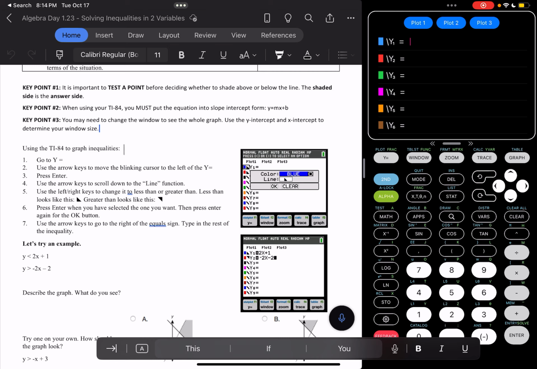So in our example, we're doing y equals 2x plus 1. And it is going to be less than. So we are going to change the equal sign here.